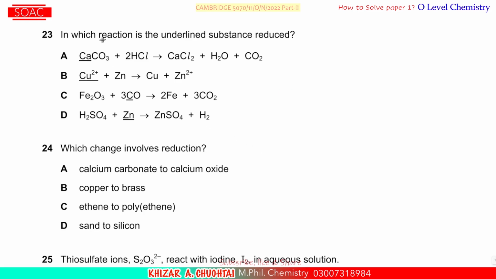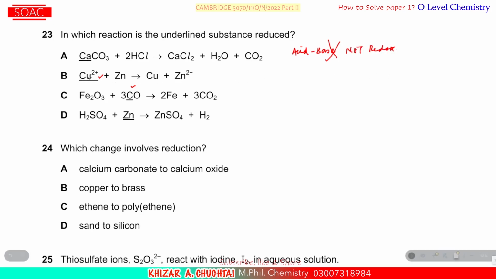Question number 23. In which reaction is the underlined substance reduced? In option A, calcium is underlined, in option B, the copper 2 positive ion is underlined, in option C, the carbon of CO is underlined, and in option D, zinc is underlined. First of all, this first reaction is basically an acid-base reaction. As far as the O-level syllabus is concerned, acid-base reactions are not redox reactions.